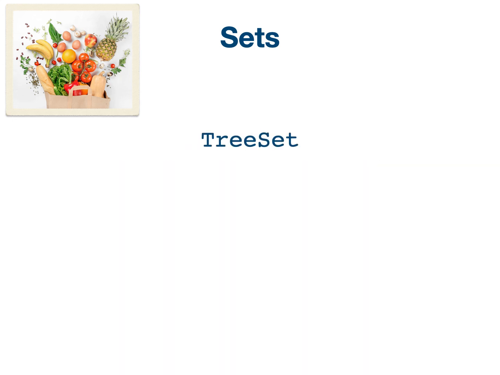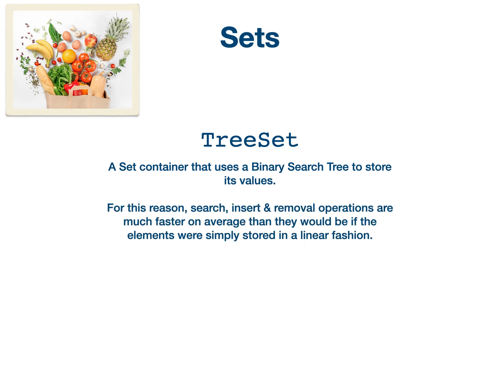Next, we're going to discuss two types of set classes provided by the Java programming language. The first being the tree set class. A tree set is a set container that uses a binary search tree to store its values. Because it uses a binary search tree to store its values, the search, insert, and removal operations are much faster on average than they would be if the elements were simply stored in a linear fashion.